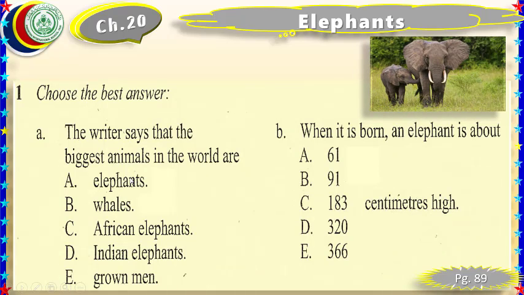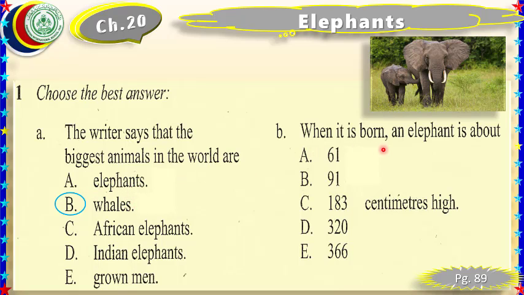Dear students, this is the first exercise. We are asked to choose the best answer. The writers say that the biggest animal in the world is... Yes, students, the biggest animal in the world. Here it is written in the world, not on the land. In the world, whales. On the land, elephants.